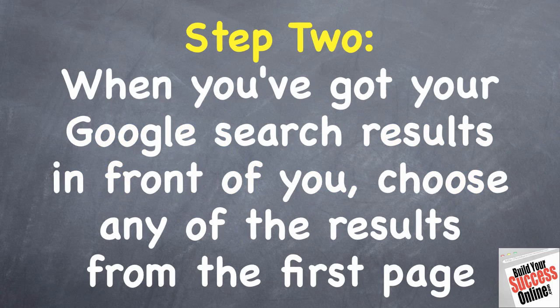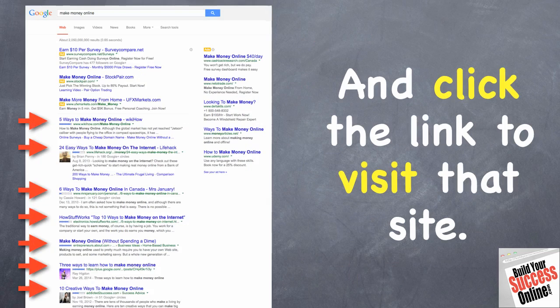Step 2. When you've got your Google search results in front of you, choose any of the results from the first page and click the link to visit that site. So guys, here I've got my search results from my Make Money Online search I just did, and you can see I've got several options down the first page of the Google search results, and different websites I can visit to learn more about making money online.